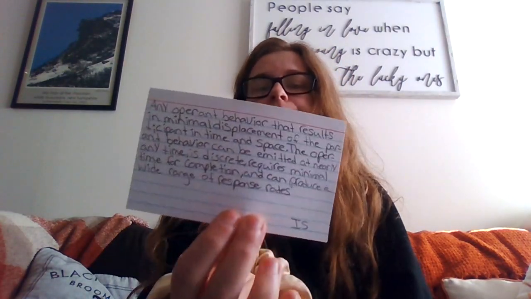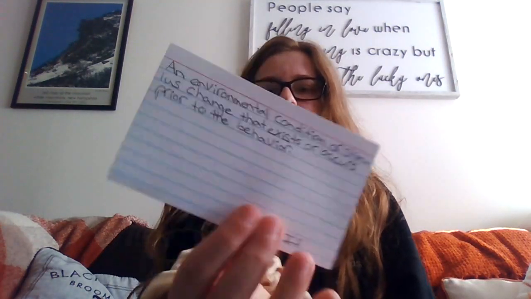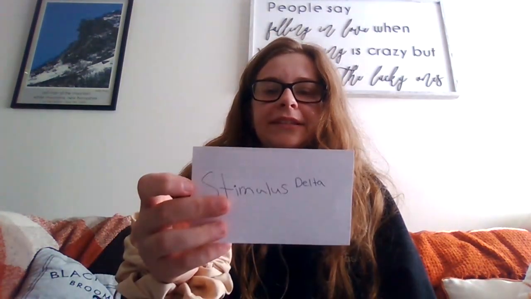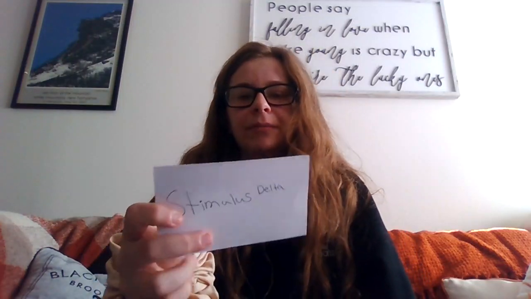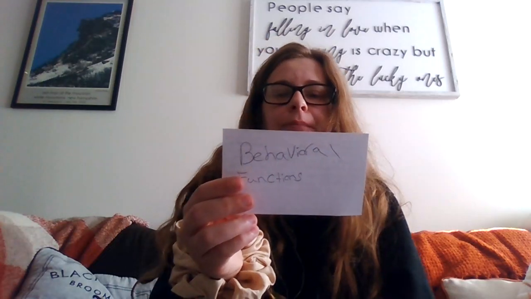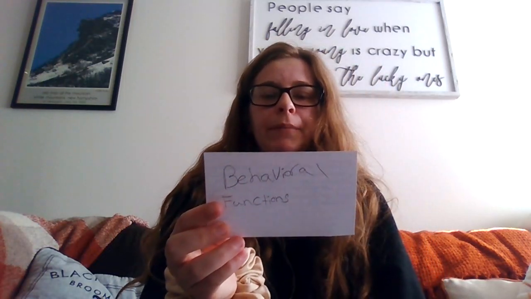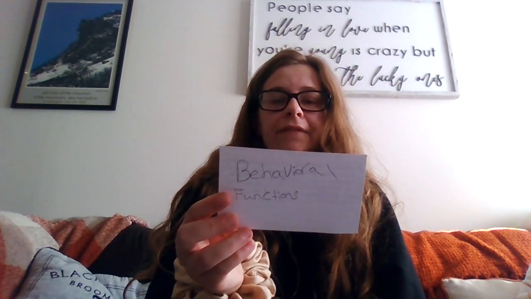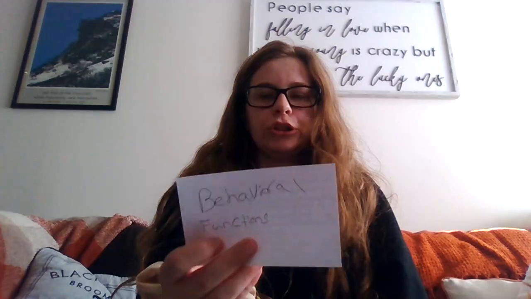Free operant. An environment, condition, or stimulus change that exists or occurs prior to the behavior: antecedent. A stimulus that signals the non-availability of reinforcement: stimulus delta. A functional relation between a stimulus and response. Stimulus change can have an immediate but temporary effect or delayed but permanent effect on behavior frequency: contingency.